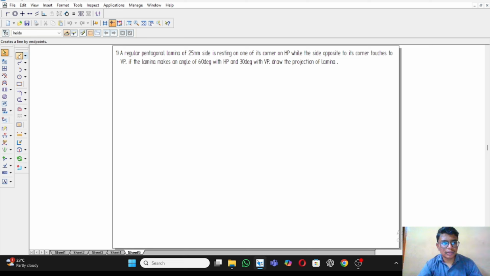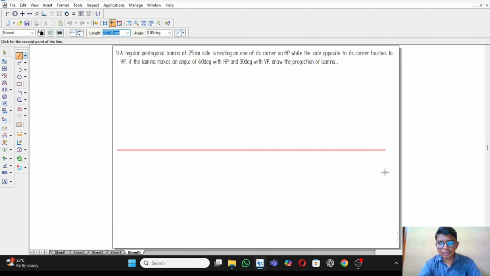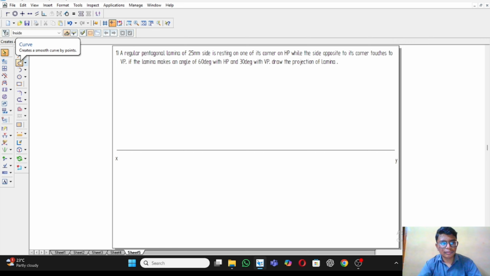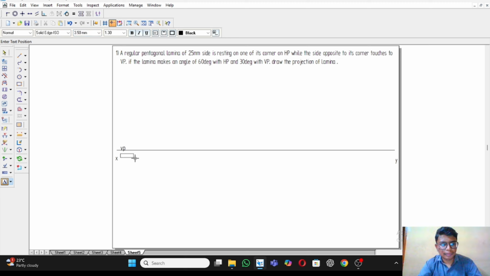Let's start this problem. First, we have to select line and normal line. The XY line should be normal line. We have to select a point. Angle should be 0° or 180°. We have to name the XY line. Upper part is VP and down part is HP.